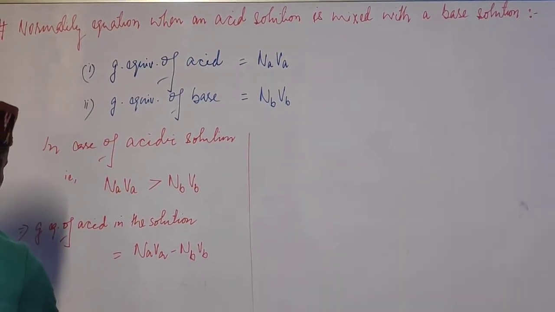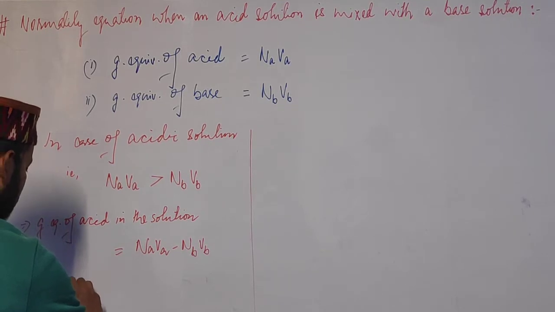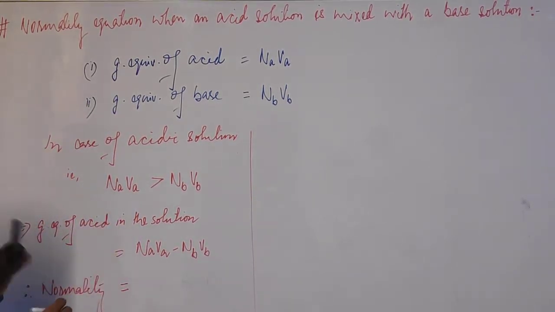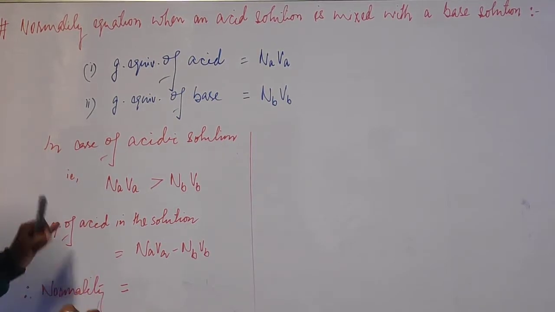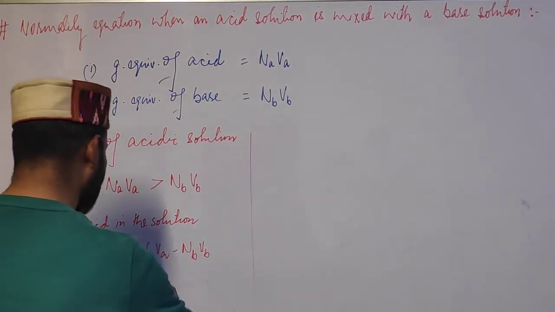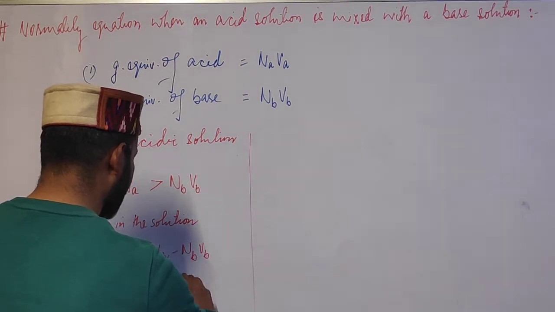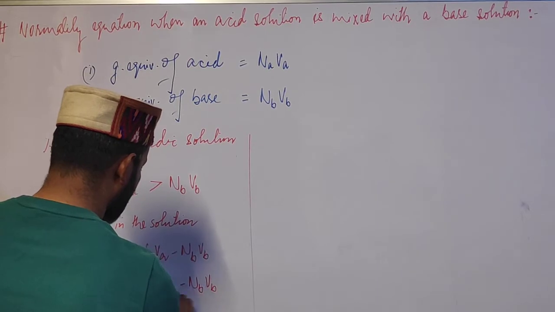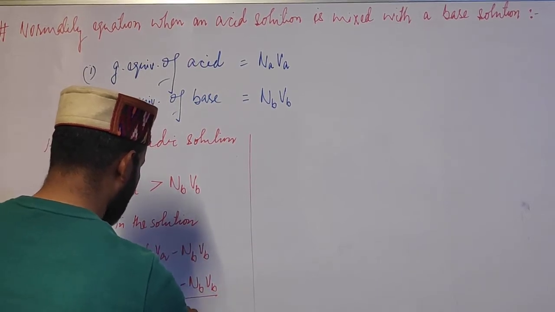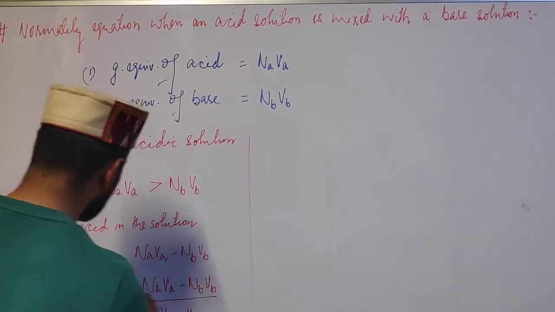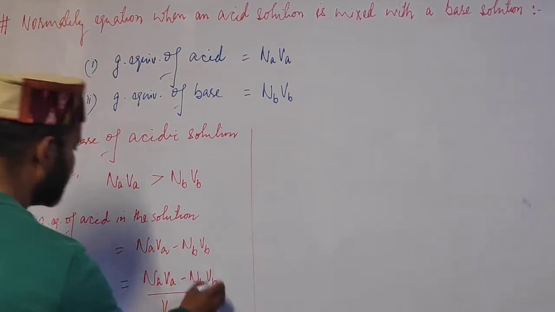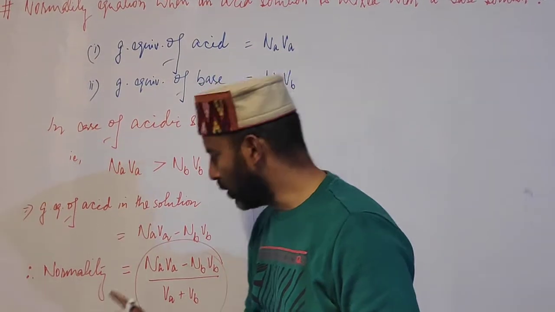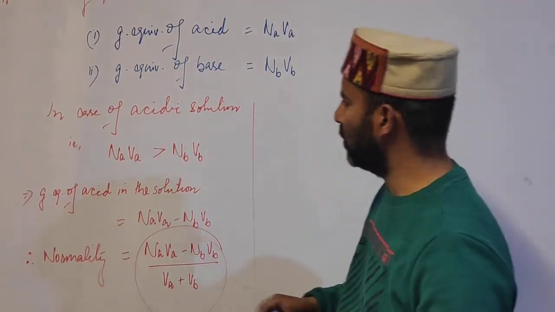So therefore, what will be the normality of that final acidic solution? Students, normality is gram equivalents upon volume. We have NaVa minus NbVb gram equivalents in the solution now, and the final volume will be Va plus Vb. So this will be the normality. And from normality we can find the molarity of that acidic solution.